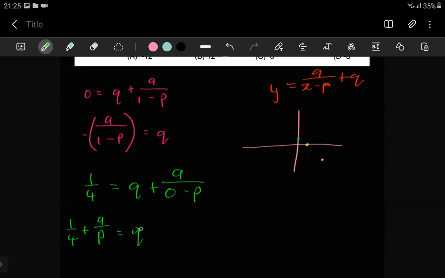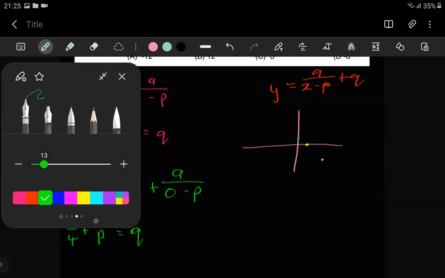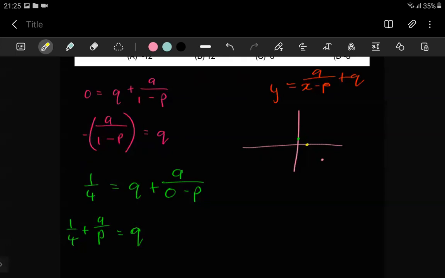So you have two equations here that are both equal to Q. So let's just see what they give us if we make them equal to each other. I did simultaneous equations. So here we can say negative A over 1 minus P equals a quarter plus A over P.